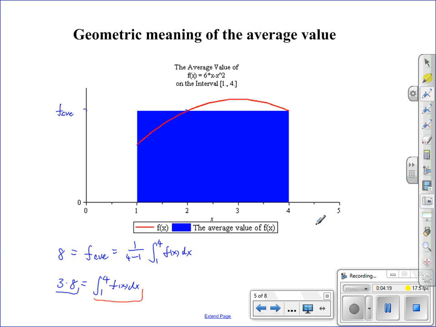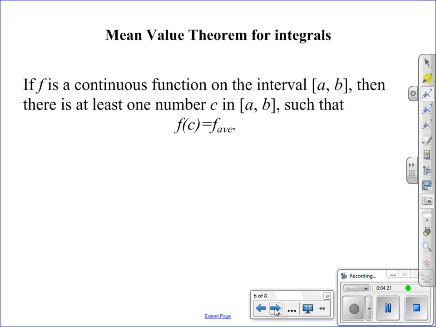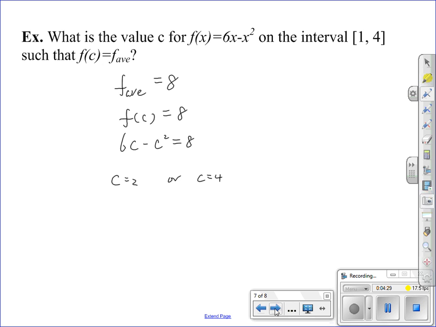Okay. So that's the meaning of the mean value theorem and the average value from the graphical point of view. I hope you know not only what f average means, but also the meaning of f average on the graph and how to find a c value so that f of c is equal to the average value of the function.